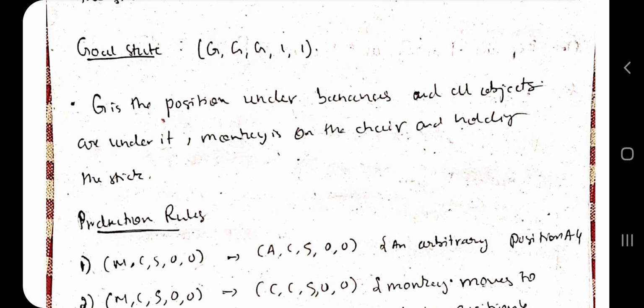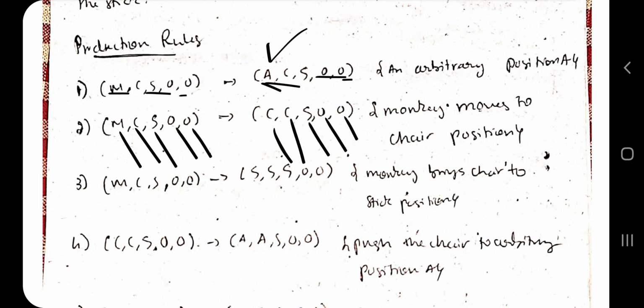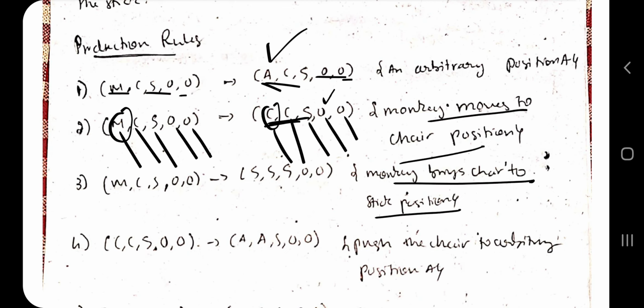Then we have the production rules defined. They are very simple rules. M, C, S, 0, 0 goes to A, C, S, 0, 0, where A is an arbitrary position, meaning where he actually has to reach, where the banana is. If M, C, S, 0, 0 is there, you can go for C, C, S, 0, 0, meaning the monkey went to where the chair is and is beside the chair. He has not stood on the chair. The monkey has just moved to the chair position. Next, the monkey brings the chair to the stick position: he went to the chair position and brought the chair to the stick position. So the stick, monkey, and chair are in the same position.